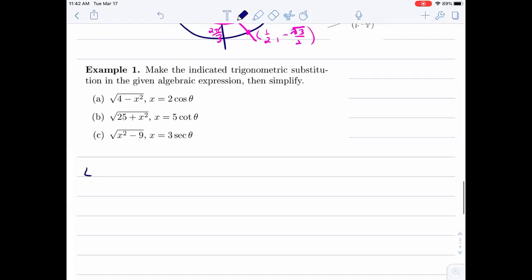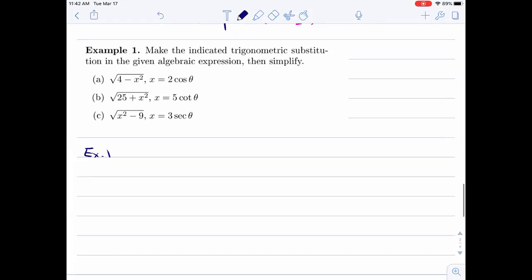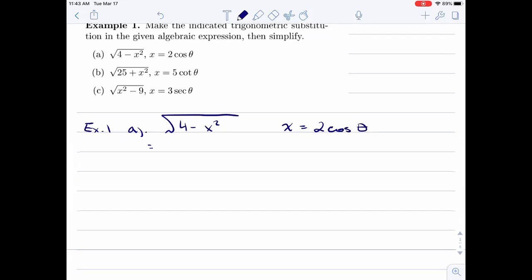So for example, 1a, we've got 4 minus x squared. And we want to substitute x equals 2 cos theta. So what I'm going to do is I'm just going to plug in, wherever I see an x, I'm going to plug in 2 cos theta. So I've got root 4 minus, and then all in brackets, 2 cos theta. And then squared.